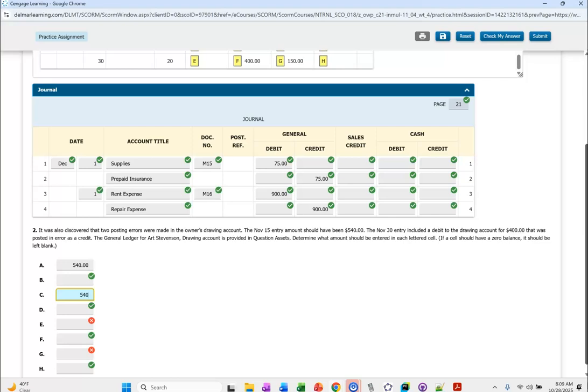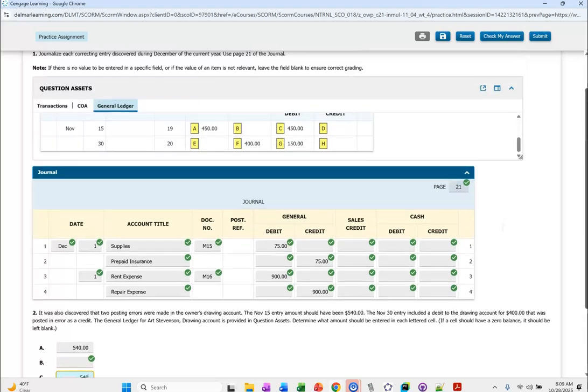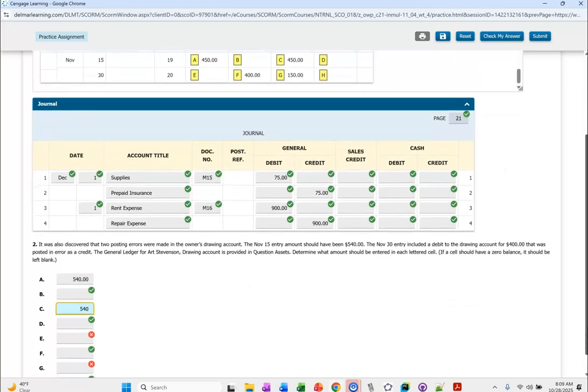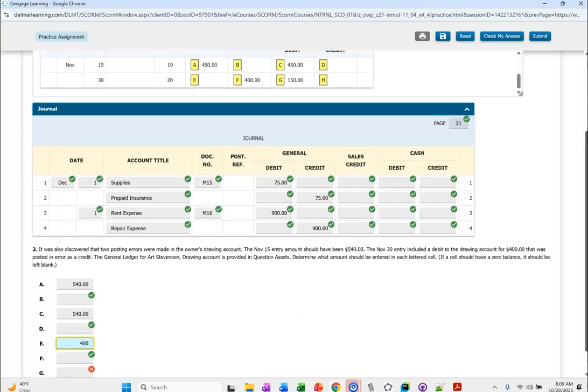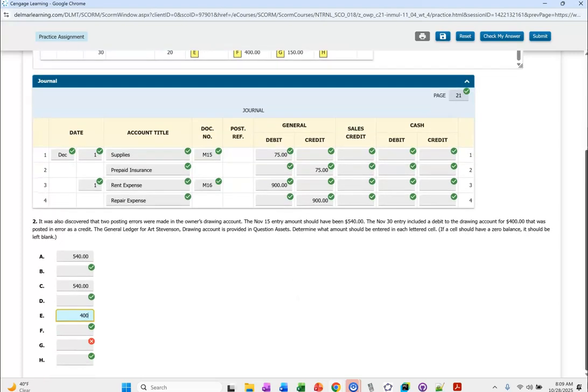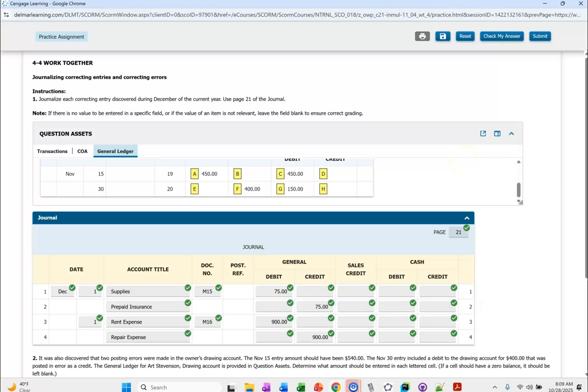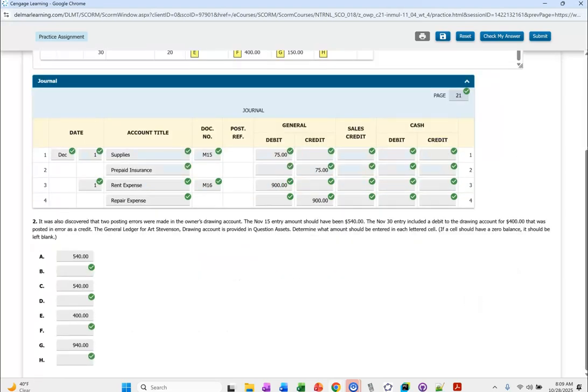And then it says on November 30th, the entry included a debit to the drawing account for $400 that was posted in error as a credit. So E should have been 400. F should be 0. And then my debit now should be 540 plus 400. So that should be 940. What is E? I just want to be sure. E is 400.